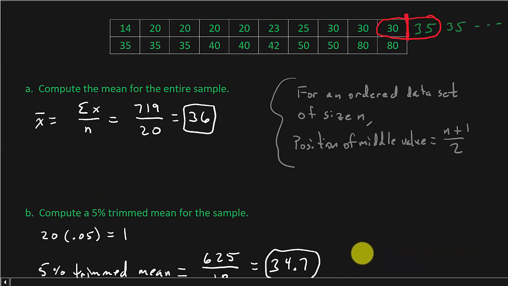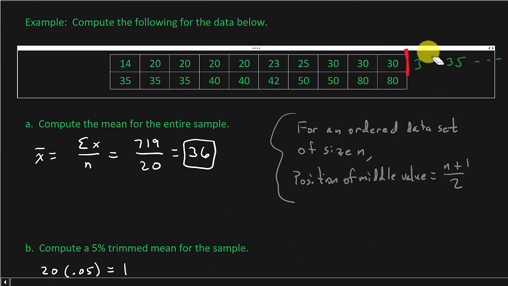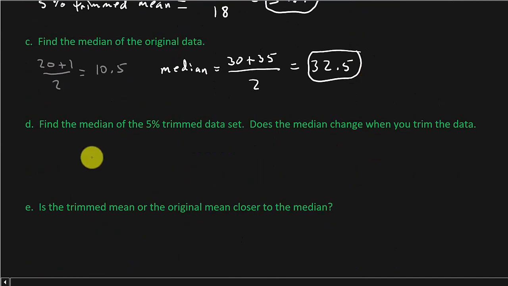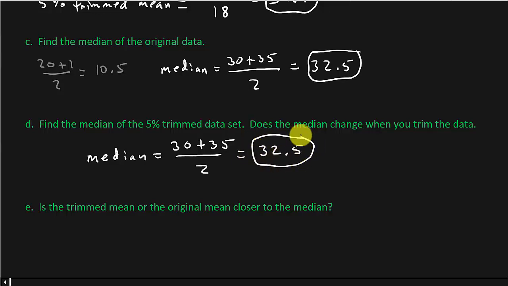Then what they ask us to do is find the median of the 5% trimmed data set. So we're going to take this off, but think about it. You're taking the same amount of numbers off from each side, so the two middle numbers are not going to change. So the median is going to be the same. The median is still 30 plus 35 over 2, which is 32.5. It's not going to change.